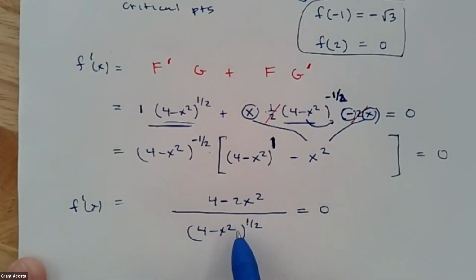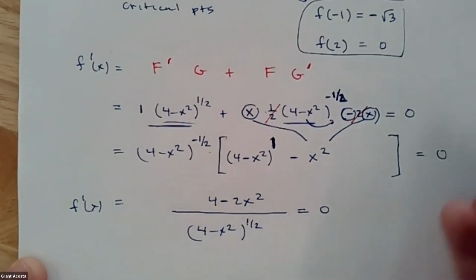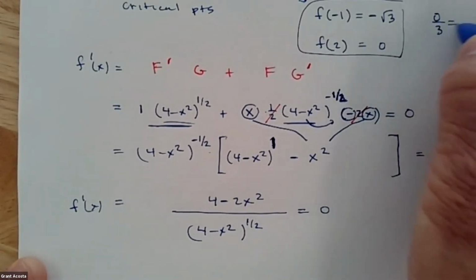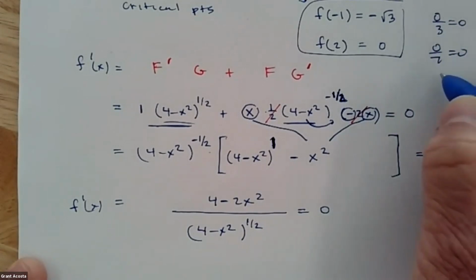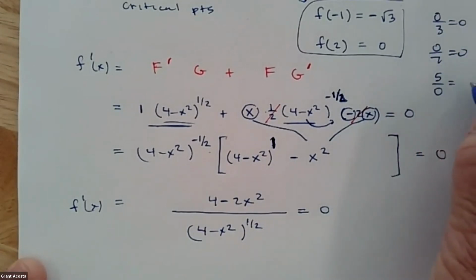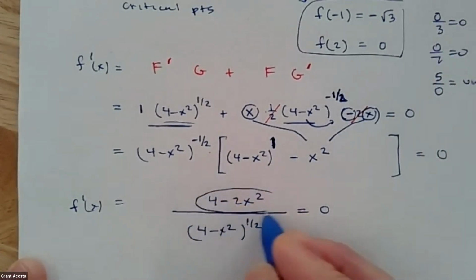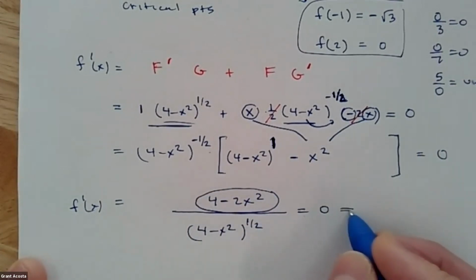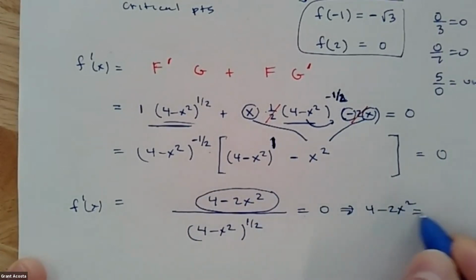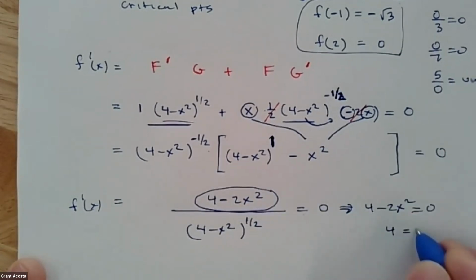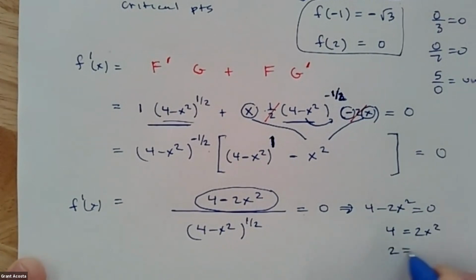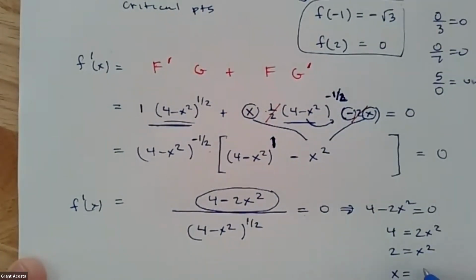A fraction's equal to 0 when which part is 0, the top or the bottom? Think about fractions that equal 0, right? 0 over 3 equals 0. 0 over 7 equals 0. What is 5 over 0? Is that equal to 0? That's undefined, right? You can't divide by 0. So anytime a fraction is equal to 0, it must be because the top is 0. So if I set this fraction equal to 0, what it means is 4 minus 2x squared has to be equal to 0. Divide by 2. And technically, I end up getting plus or minus the square root of 2.